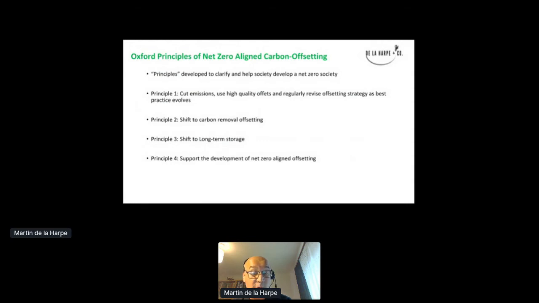And principle 4 is to support the development of net zero aligned offsetting by working together as industries and other stakeholders. Industry groups like horticulture would be well advised to work together as an industry to make sure that the industries are aligned and along the journey for everybody following along.